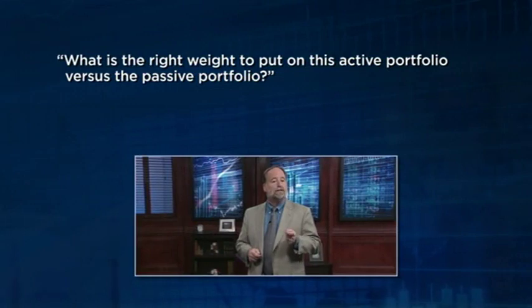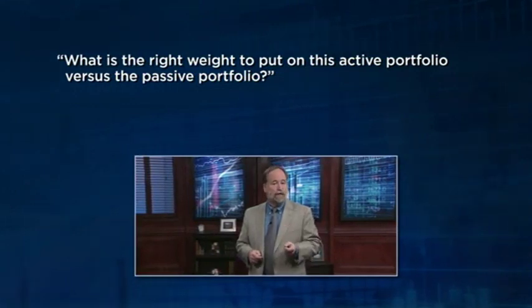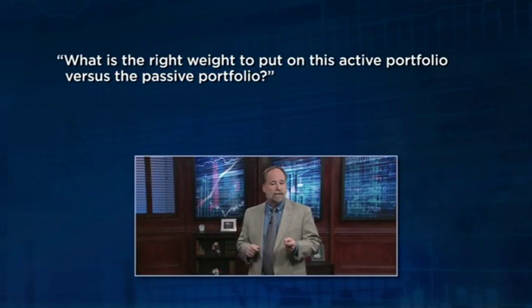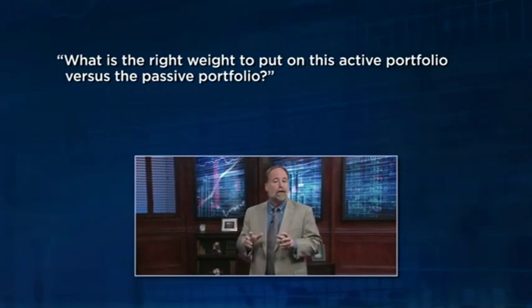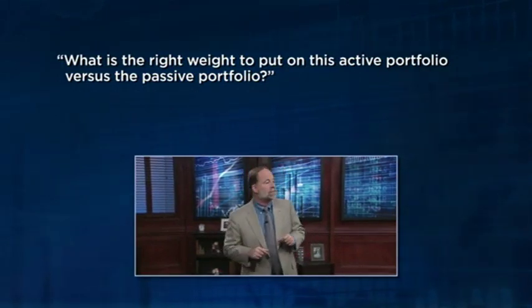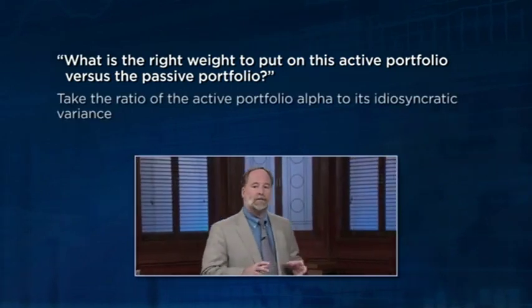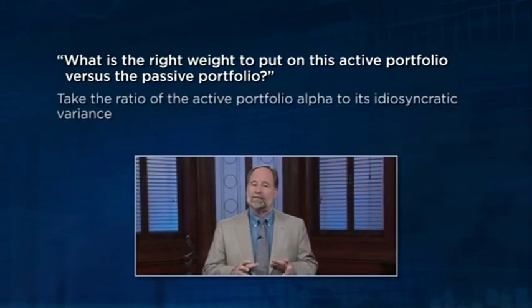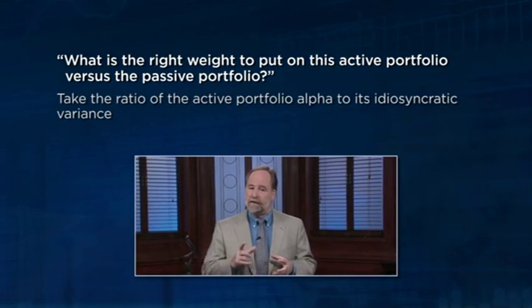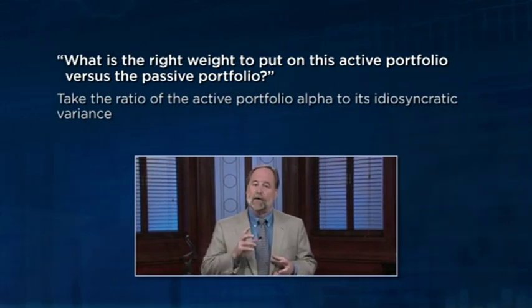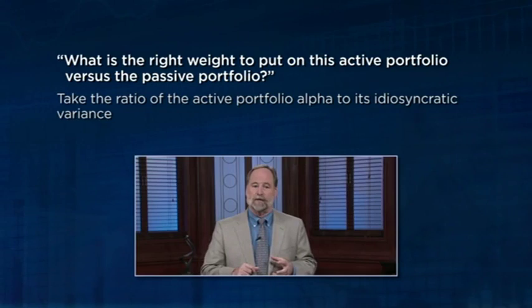The active portfolio alpha, the beta, and the idiosyncratic variance are all used to answer the following question. What is the right weight to put on this active portfolio versus the weight to put on the passive portfolio? In other words, what's the right portfolio of the two portfolios? A first step in this process is to take the ratio of the active portfolio alpha, not the individual alphas, but the alpha for the whole active portfolio, take the ratio of that to the idiosyncratic variance of the active portfolio.